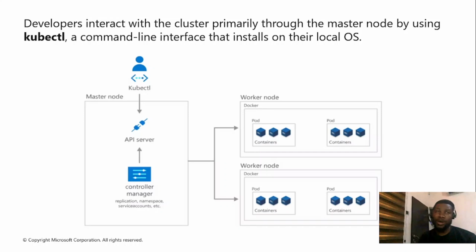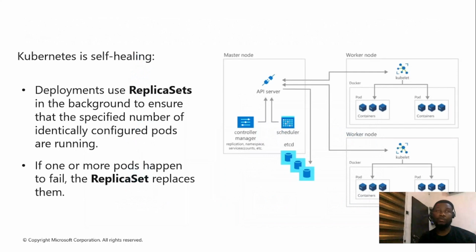Commands from the master nodes are sent to the kubelets on the worker nodes. In a Kubernetes deployment, the desired state you describe becomes the current state in the etcd, but the previous state isn't lost. Kubernetes supports rollbacks, rolling updates, and pausing rollouts. Additionally, deployments use replica sets in the background to ensure that the specified number of identically configured pods are running. If one or more pods happen to fail, the replica set replaces them. In this way, Kubernetes is said to be self-healing.